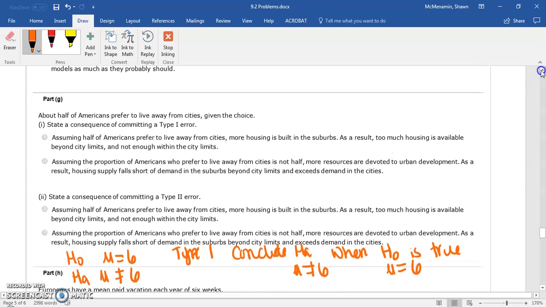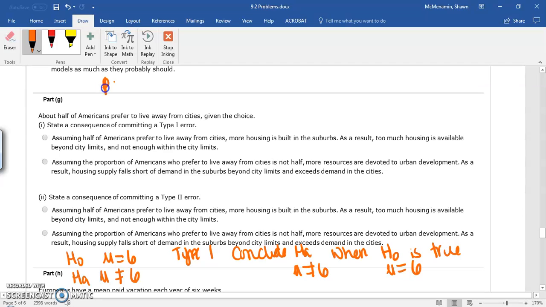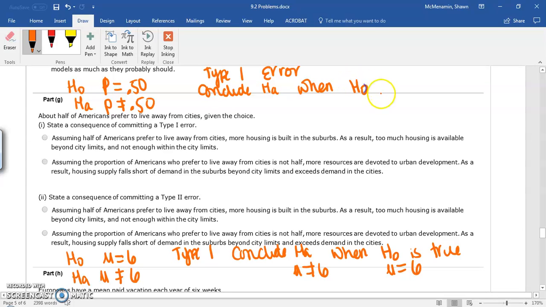Okay, so about half of Americans prefer to live away from cities given the choice. So P equals 0.50, that's half. That's your null, and then the alternative would be P is not equal to 0.50. So a type 1 error is to conclude HA when H naught is true.